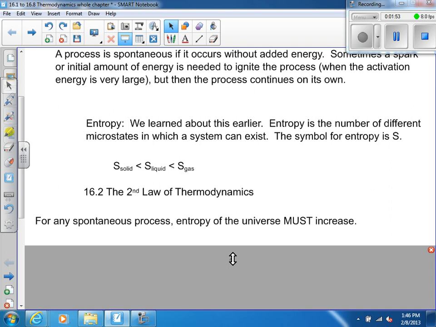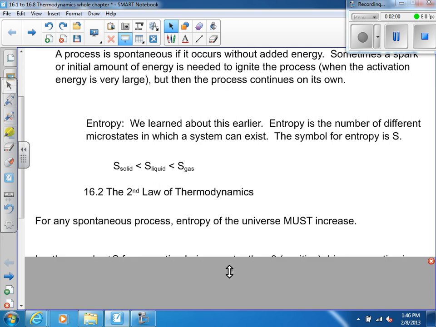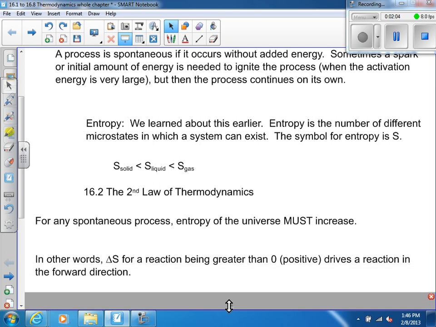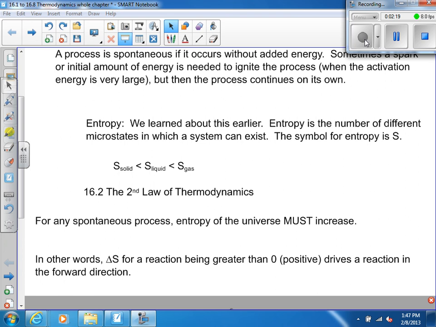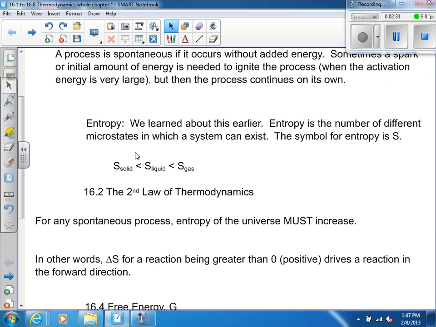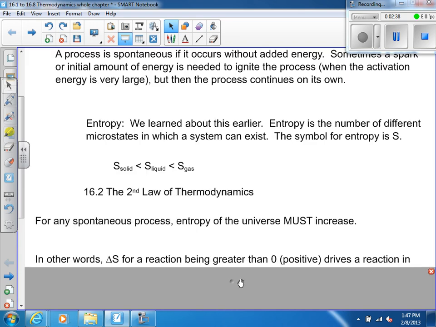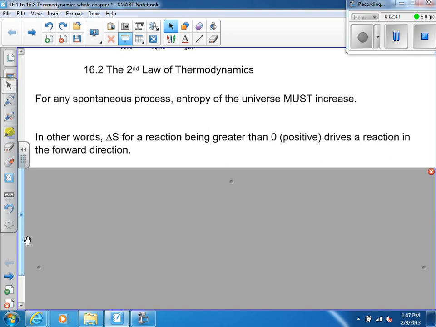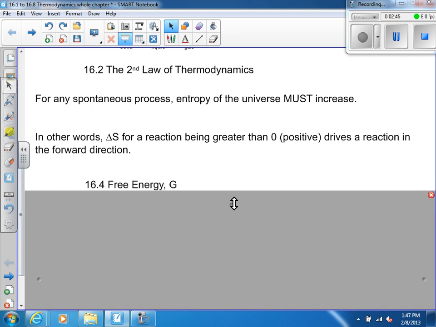Second law of thermodynamics: the entropy of the universe has to increase if any process is spontaneous. It's important. In other words, if delta S is greater than 0, that would drive a reaction in the forward direction. It would cause a reaction to be more spontaneous. However, entropy is not the only thing that defines if a process is spontaneous. It also depends on enthalpy, and we'll talk about that a little bit later. For now, you just need to know positive delta S's drive reactions forward. It doesn't necessarily mean the reaction is spontaneous, but it would drive the reaction toward being spontaneous.